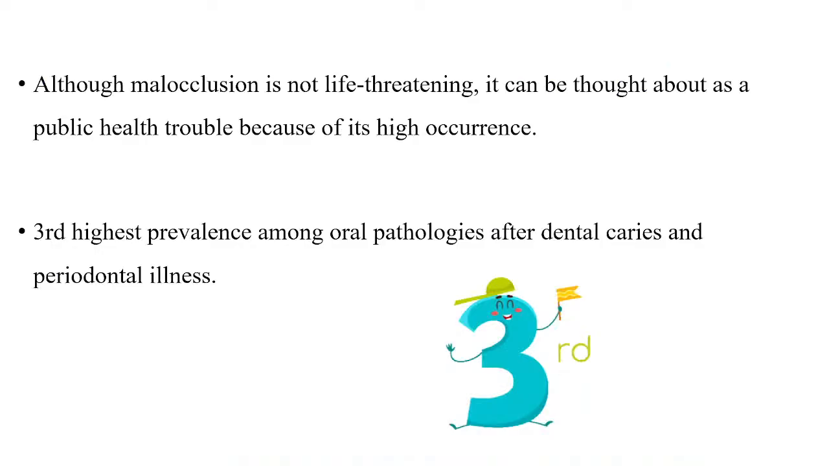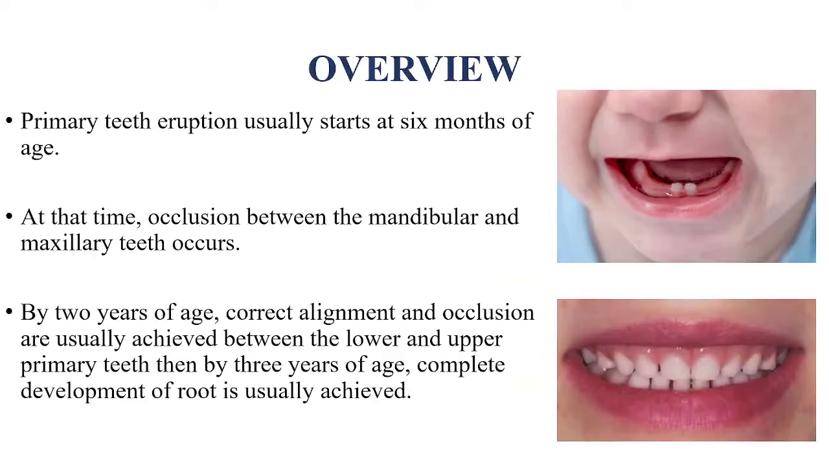Although malocclusion is not a life-threatening condition, it can be thought about as a public health trouble because of its high occurrence. It has the third highest prevalence after dental caries and periodontal illness. So let us first understand an overview of how the teeth are developing. So when do we see the first tooth in a baby?